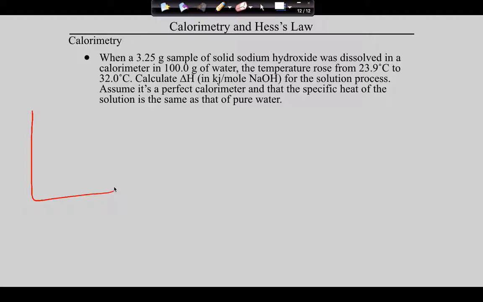So guys, this is what we're saying. We've got a calorimeter, and how much water is in that calorimeter? 100 grams. So we've got 100 grams of water in the calorimeter, and we are going to take a 3.25 gram sample of NaOH, and we're going to slam dunk it in here. When we do, what happens to the temperature of the water? Does it go up or down? It goes up. Now guys, if the temperature goes up, what does that tell us about the dissolving of sodium hydroxide in water? It's exothermic. The question is, what is the delta H for this process?